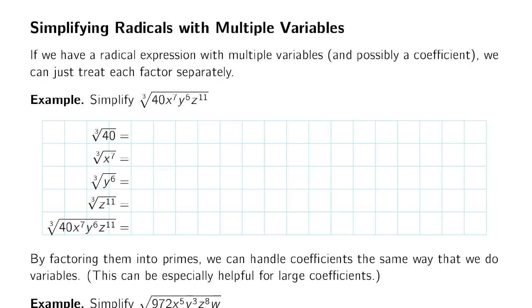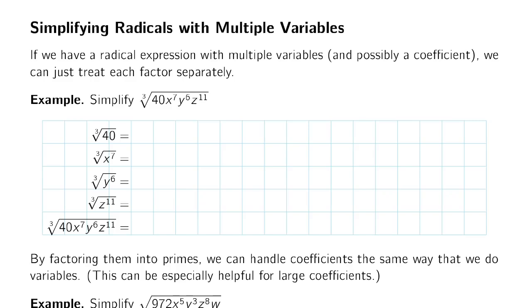If we want to simplify an expression that contains multiple variables and possibly a coefficient, we'll simplify the root for each variable and the coefficient separately, and then we'll just multiply them all back together. So for example, we want to simplify the third root of 40 times x to the 7th times y to the 6th times z to the 11th.